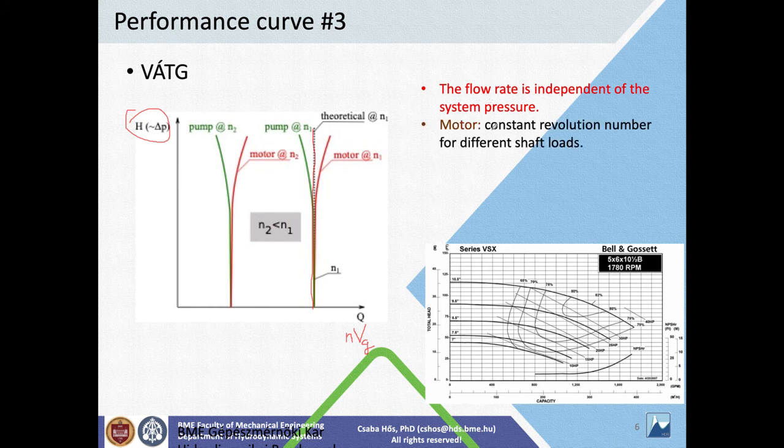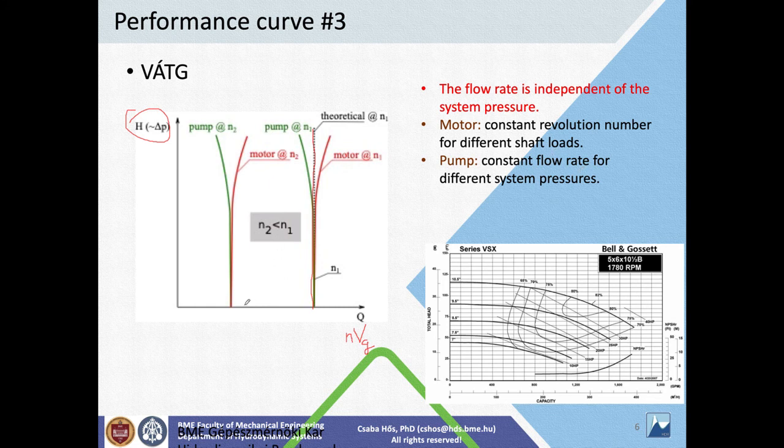For a motor, this means that these motors can have a constant revolution number for different shaft loads. Again, the revolution number is constant even if the shaft load changes. If you compare this against the behavior of internal combustion engines or electric motors, then everyone knows that if you increase the load, so the torque, then the revolution number will decrease.